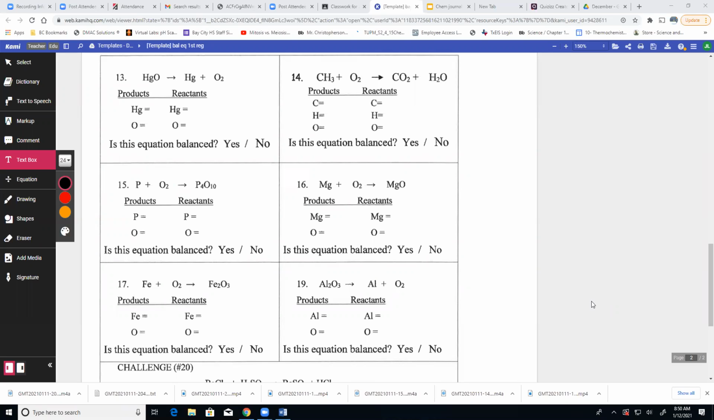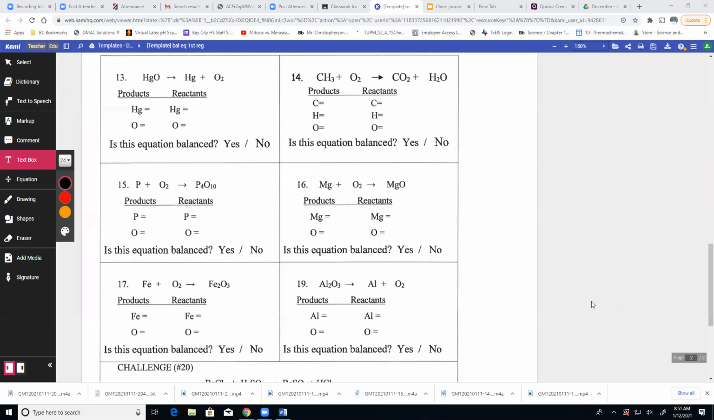2, 3, perfect. So let's look at our iron. I have 1 here and 2 here. So how are we going to change that? Put the 2 in front of here, right? When I put a 2 in front of my Fe, now I have 2. So that looks good. Now my oxygen, I have 2 on one side and 3 on the other side. So what did we say? Anytime we have that 2, 3, what are we going to have to try to get on each side? Remember, 6?